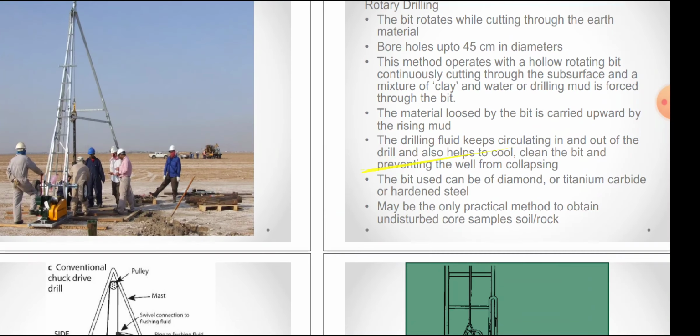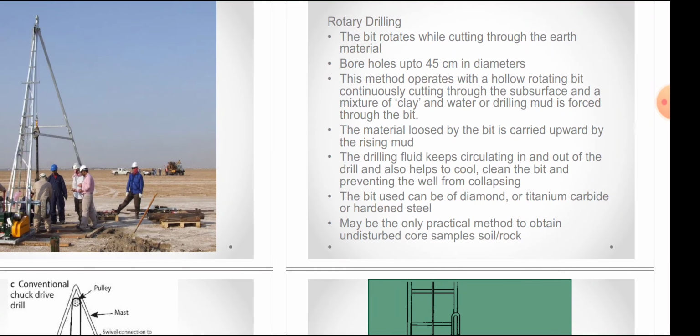Rotatory drilling. The bit rotates while cutting through the earth metal. Boreholes up to 45 centimeters in diameter. This method operates with a hollow rotating bit continuously cutting through the subsurface, and a mixture of clay and water, or drilling mud, is forced through the bit. The metal loosened by the bit is carried upward by the rising mud.